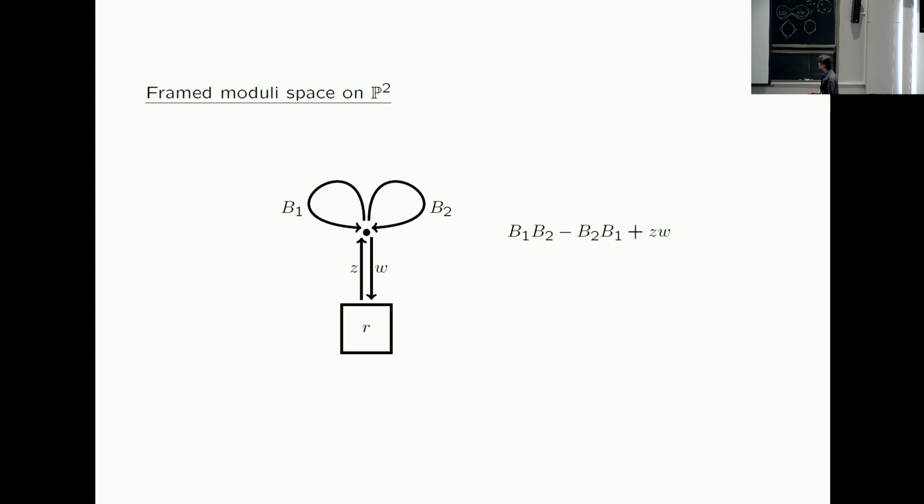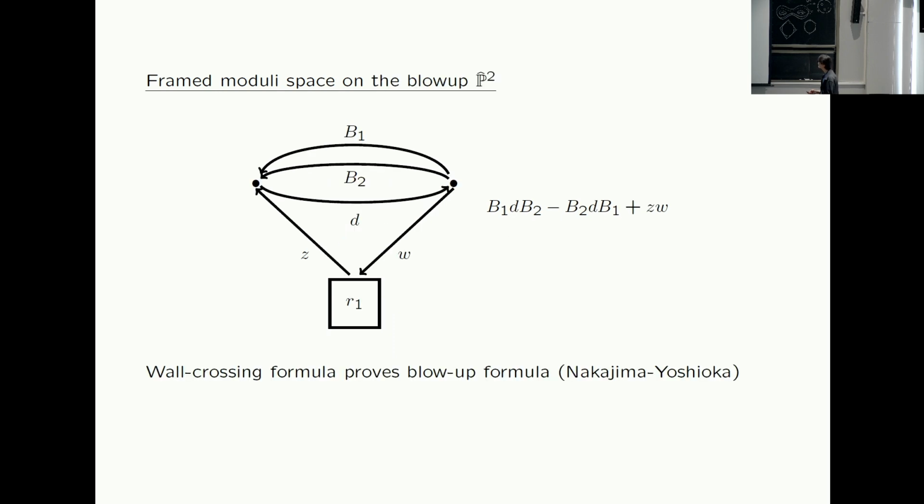And we also have another kind of example. This gives a framed moduli space on the projective plane. So this gives a moduli of vector bundles over the projective plane. And this is also known as the Jordan quiver variety. And this is a framed moduli space on the blow up. In this case, the wall crossing formula proves the blow up formula. And this is previous research by Nakajima and Yoshioka.